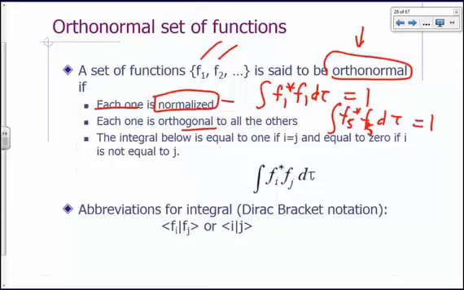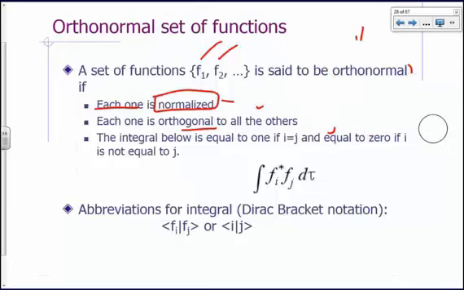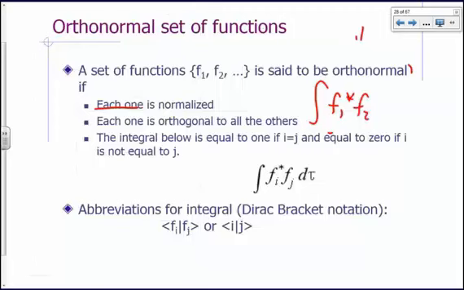What does orthogonal mean? Orthogonal means, if I took a pair of functions, f1 star f2 d tau, and did that integral, then it is equal to 0 if f1 and f2 are orthogonal. The integral of the first function star times the second function over all space is equal to 0 if the two functions are orthogonal. So the whole set is orthonormal if each one is normalized and each one is orthogonal to all the others.